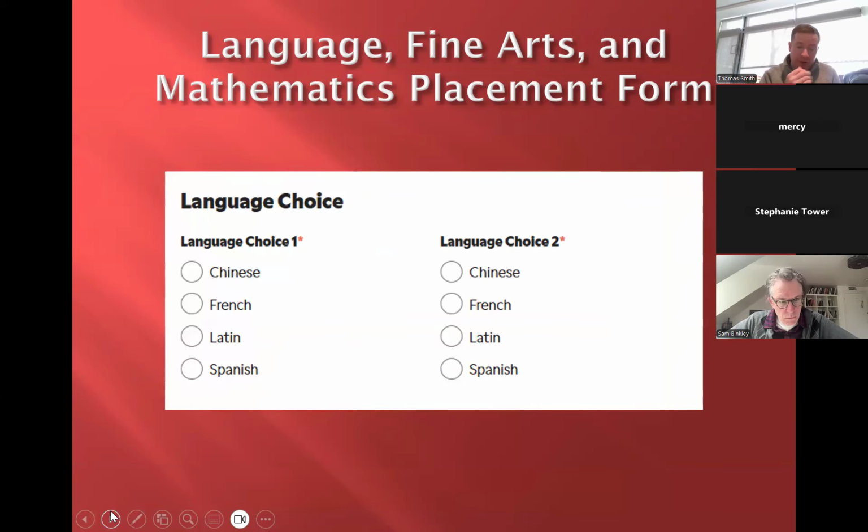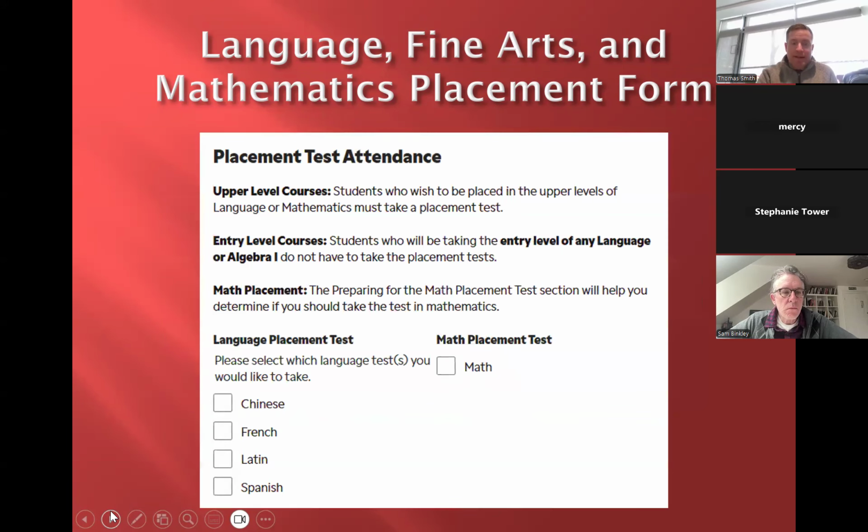Language choice. He's got to just indicate his top choice for language and his second choice. Again, most kids will get their top choice, but it's good for us to have a backup just in case. So just indicate that. Then the placement test attendance. We just need to know who's coming, so we have enough tests and so we can plan accordingly. So just indicate which language test he wants to take, and then whether or not he's going to take the math placement test. And again, this all is done online.